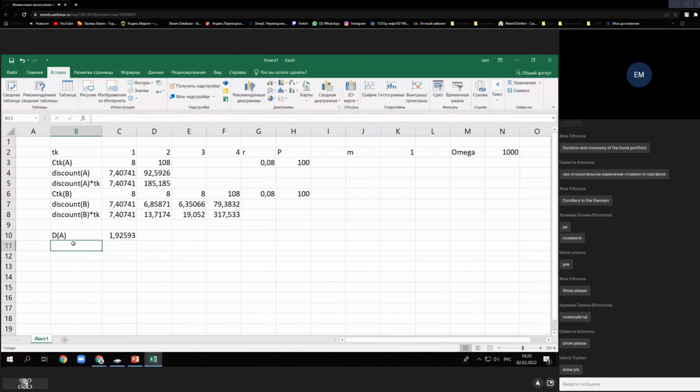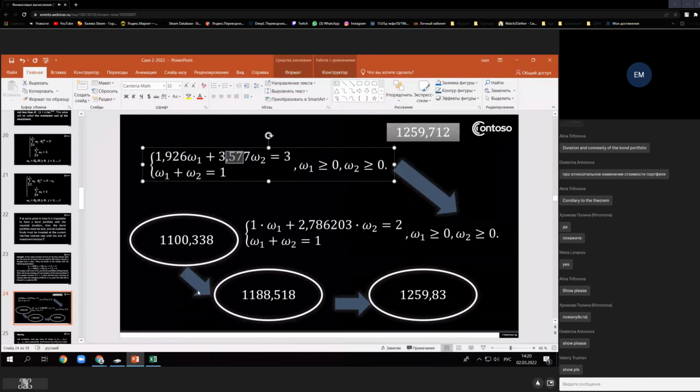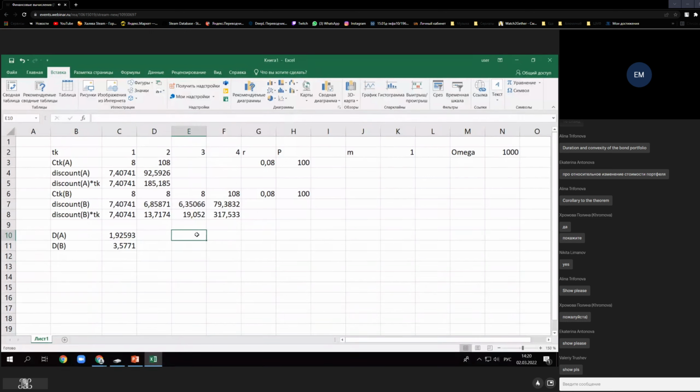And the duration of bond B will be absolutely the same approach. We should summarize the discounted cash flow multiplied by the time and divide it by the current price of bond B. And of course, we got this number. Good, now we are ready to form a portfolio with weight 1 and weight 2.